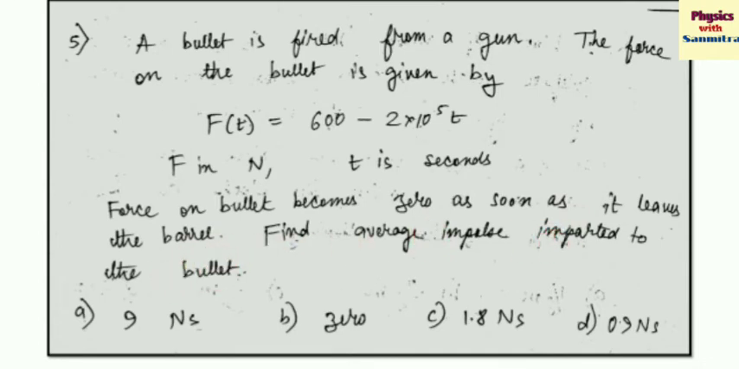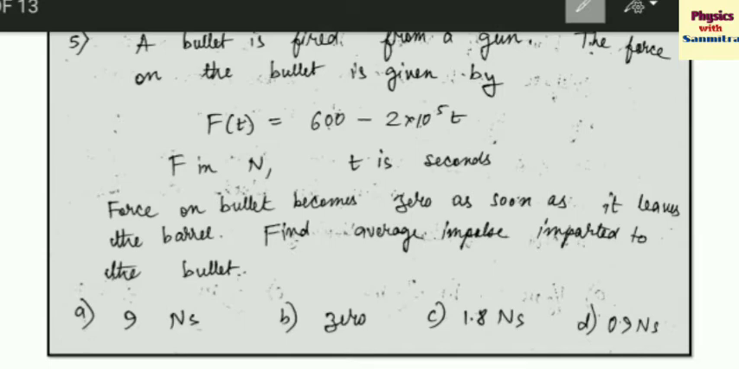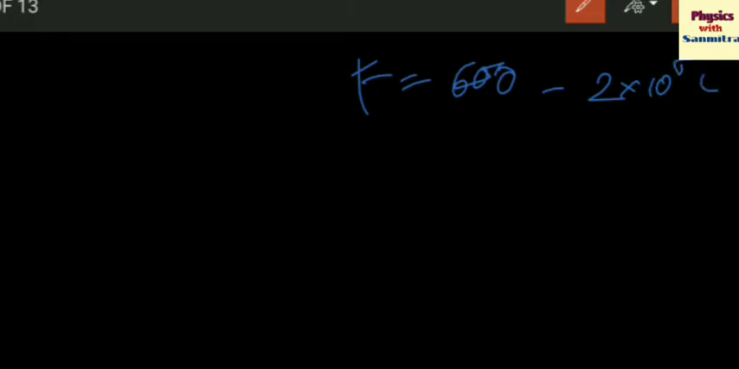Okay, let's see what the question actually means. See, there is a force, and it says it's an impulse. Let us draw the plot. At t = 0, force is 600 Newton, and remember, 600 Newton is very high. F = 600 minus 2 into 10 to the power 5 t Newton, but t is in seconds.